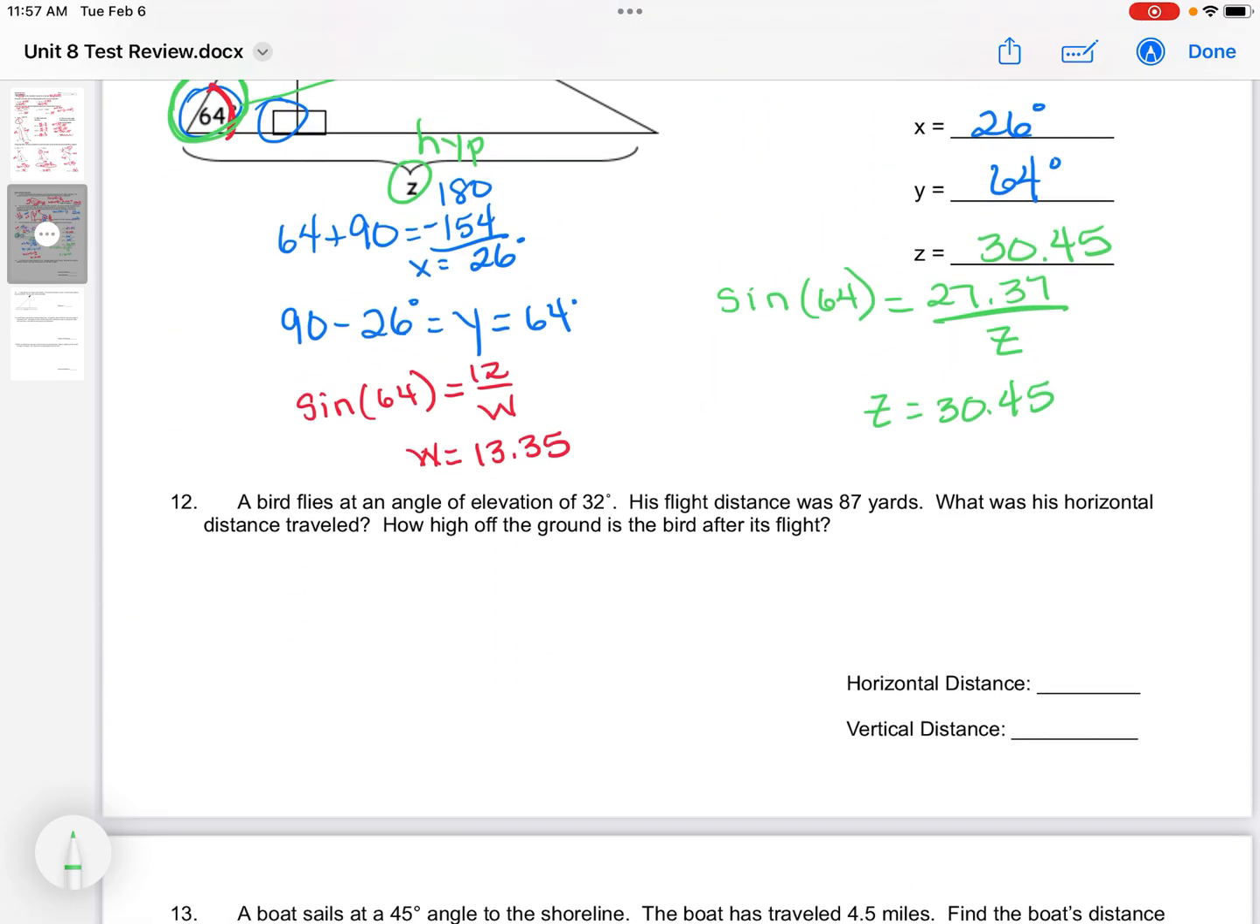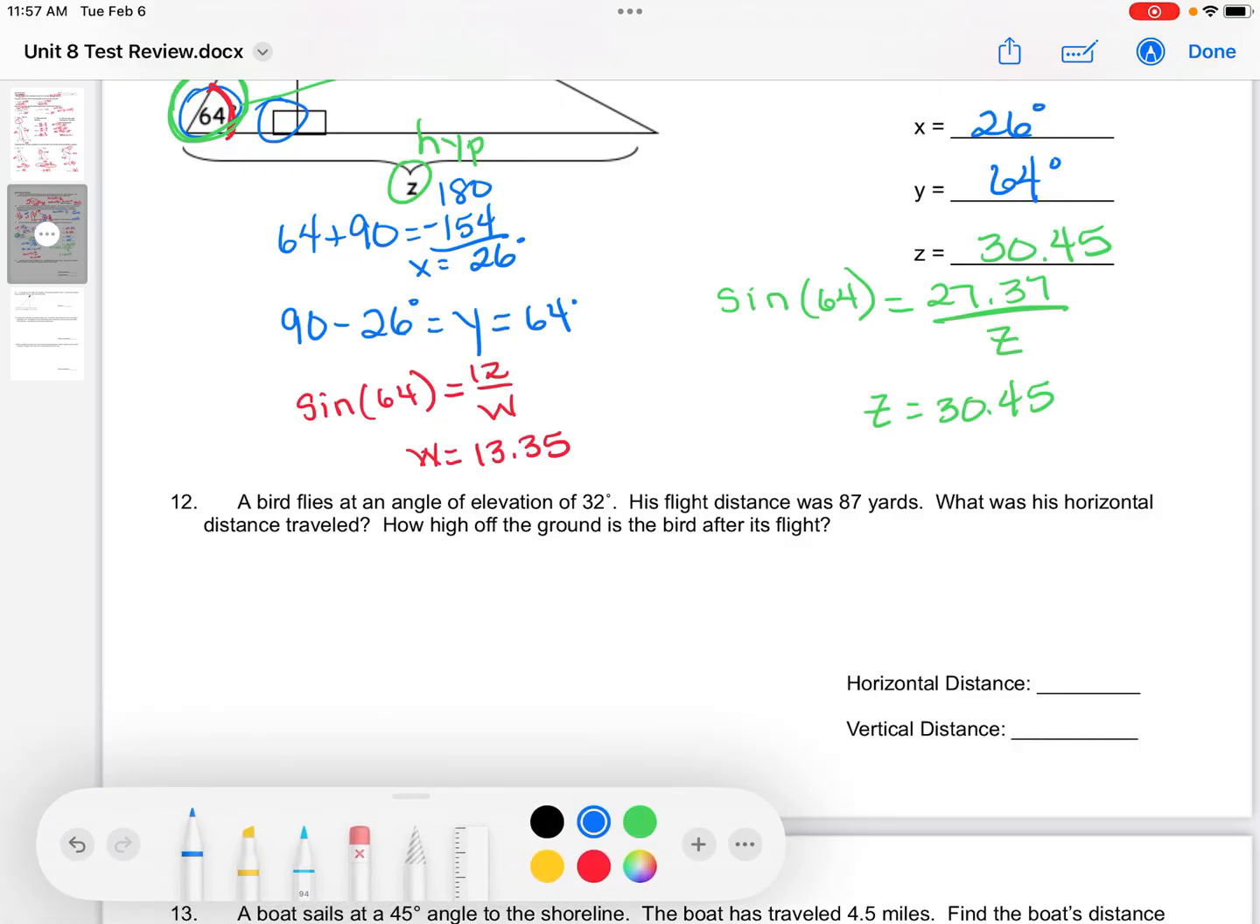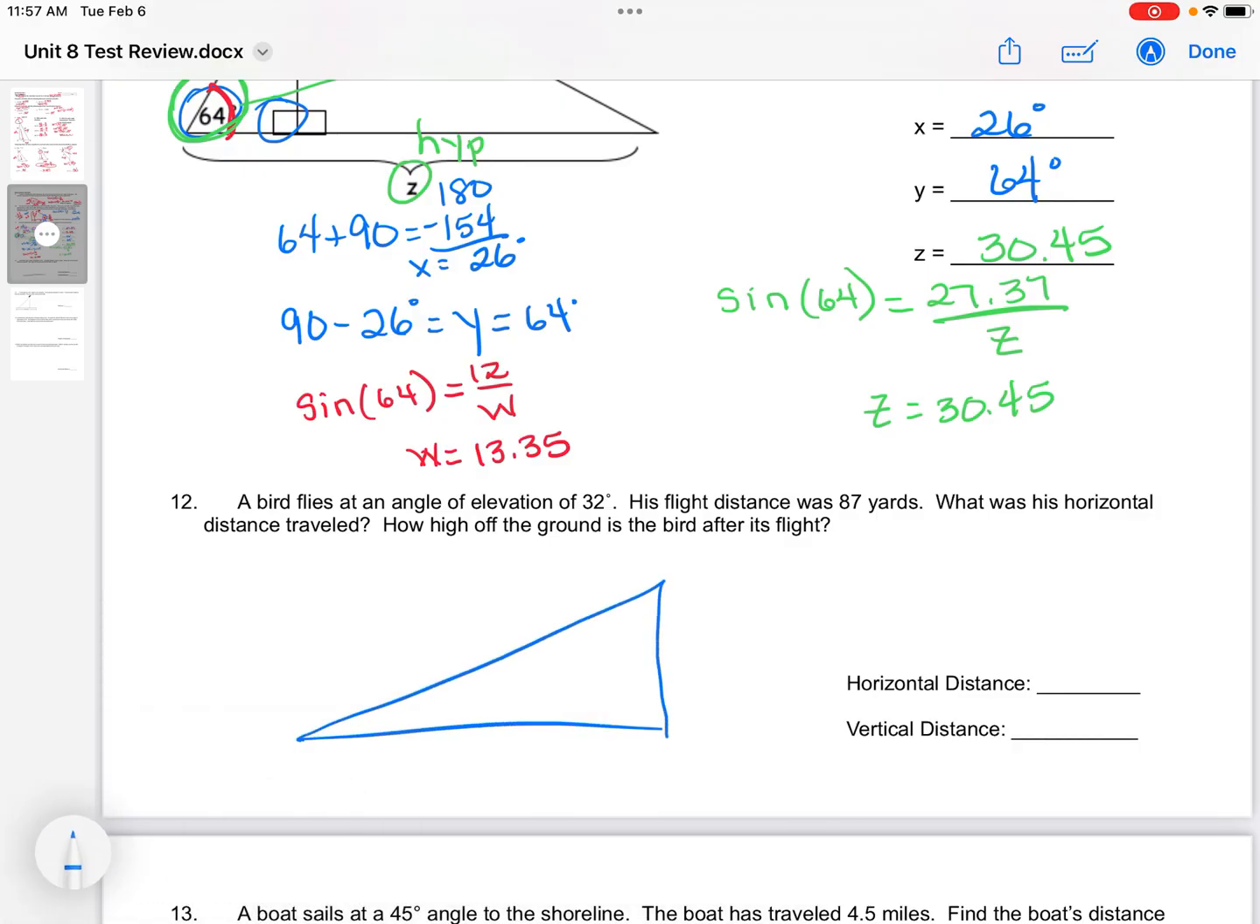Okay, 12. Here's my bird flying. So the angle of elevation. Here's my bird. They tend to look like airplanes. But here you go. So he's gone 87 yards. We want to know how far he traveled horizontal and how far he is up vertical. So I called this Y and this X.